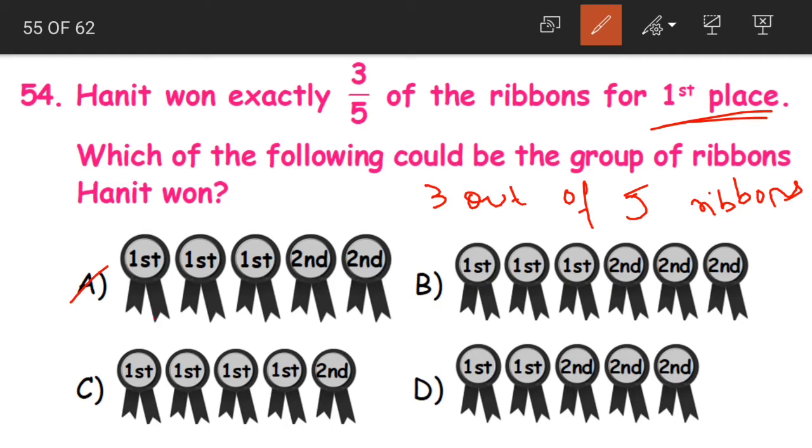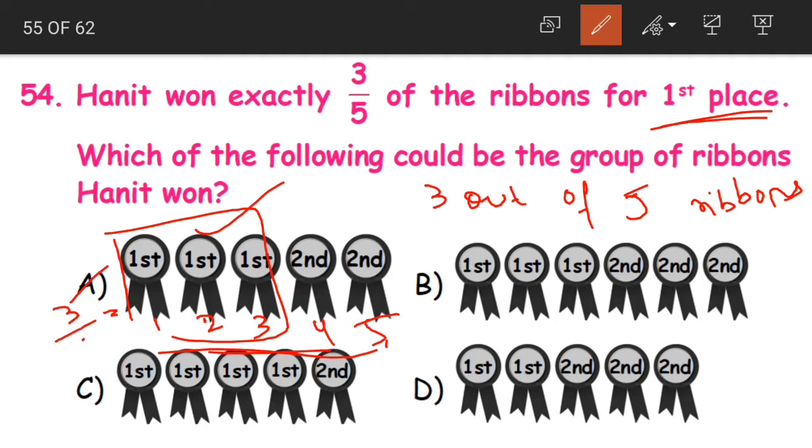Coming to option A, we are having 1, 2, 3. 3 first place ribbons, yes. And is the total number of ribbons 5? Yes, the total number of ribbons is 5. It is representing the fraction 3 by 5. So option A becomes our correct answer.